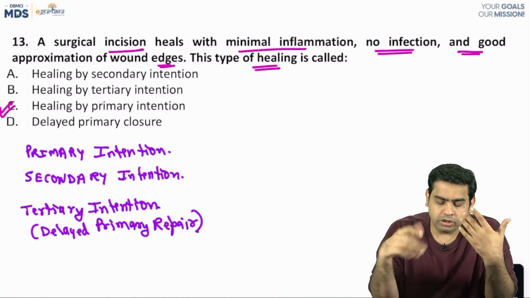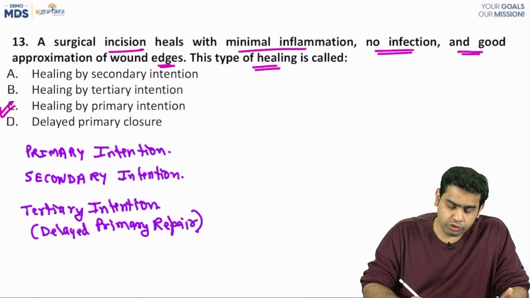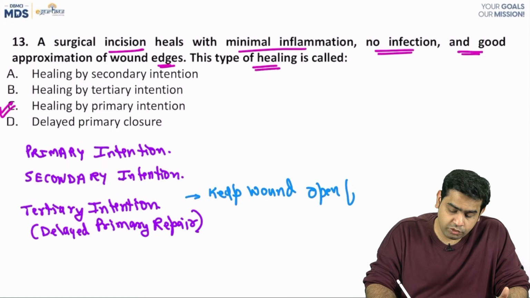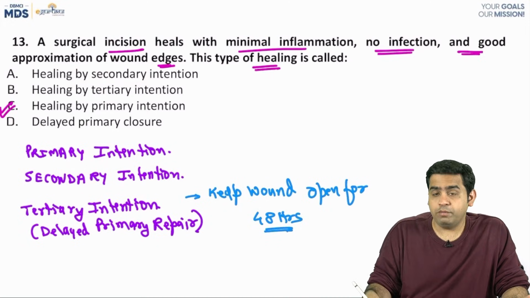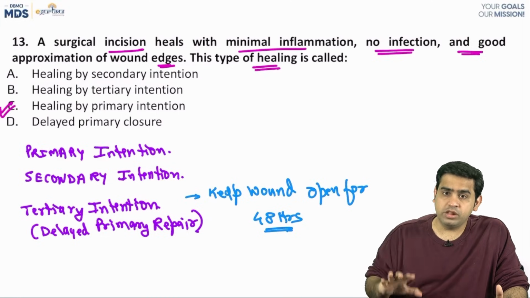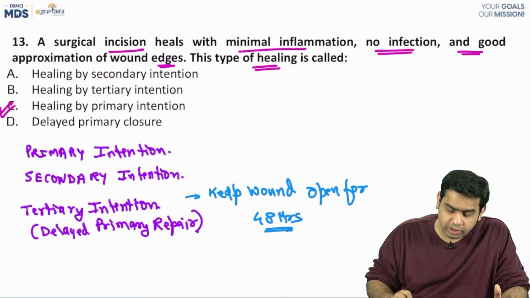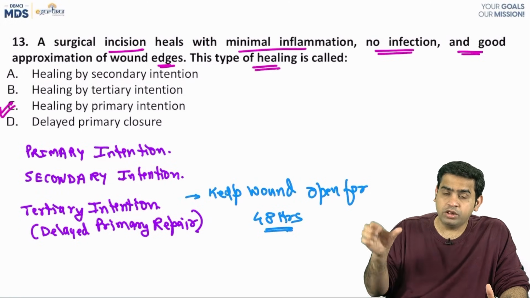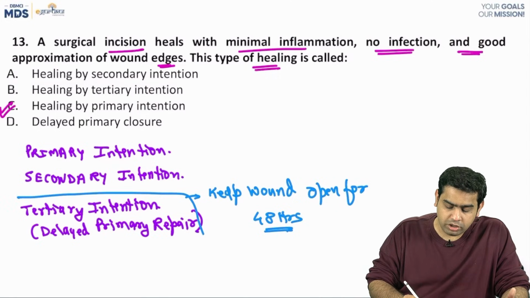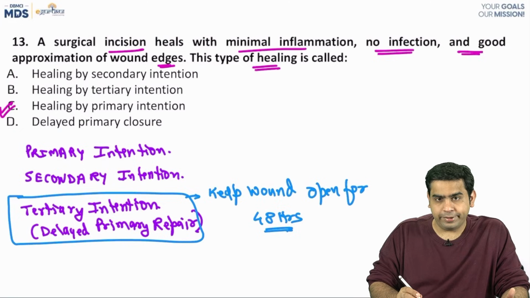So how it works is that here you keep the wound open for, let's say, 48 hours. Till this time, you do the dressing, you give the antibiotics, you do all those things. And once the infection has been brought under control, let's say after 48 to 72 hours, you bring the two edges together and take the stitches. This is what is called healing by tertiary intention or a delayed primary repair.